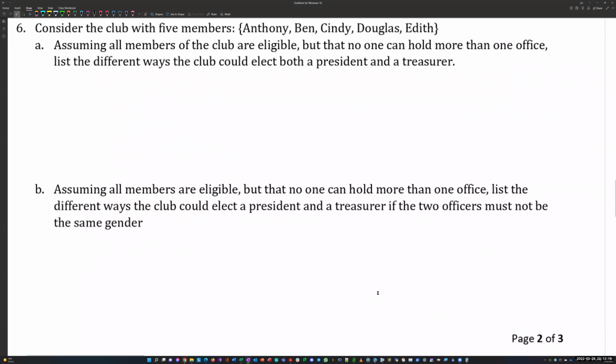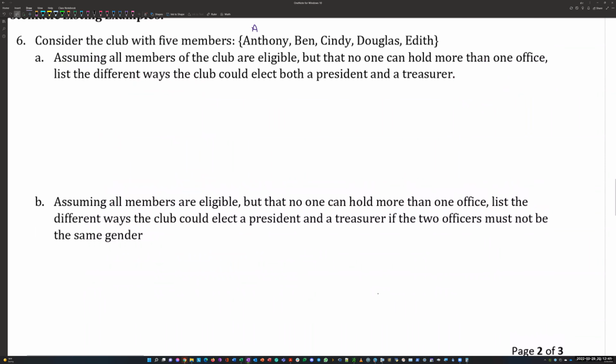Consider the club with 5 members: Anthony, Ben, Cindy, Douglas, Edith. Assuming all members of the club are eligible, but that no one can hold more than one office, list the different ways the club could elect both a president and a treasurer. Okay, let's just call them A, B, C, D, and E. I don't want to keep writing them. Does that make sense?